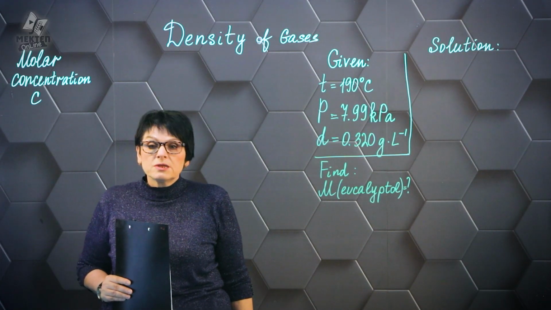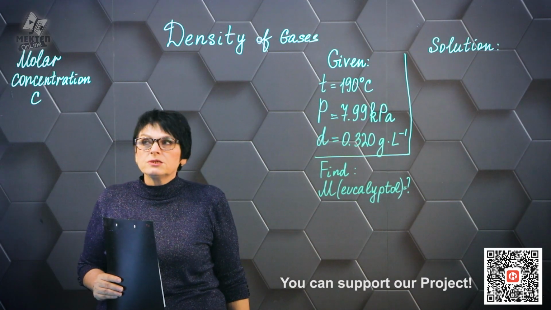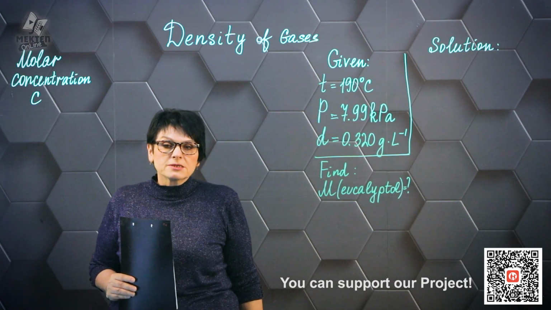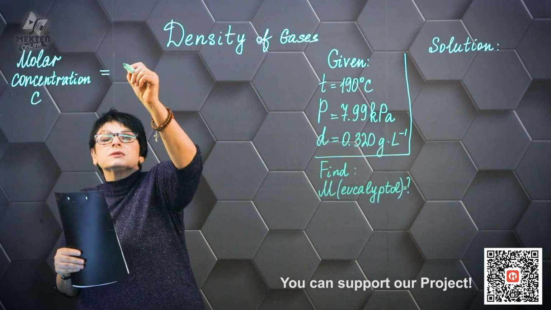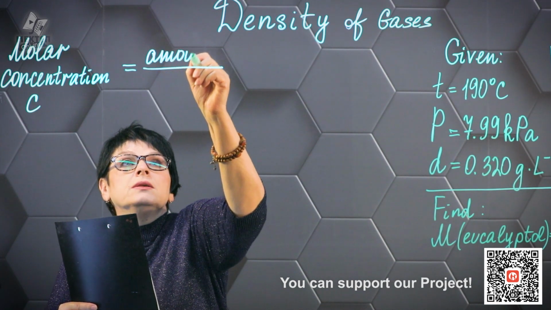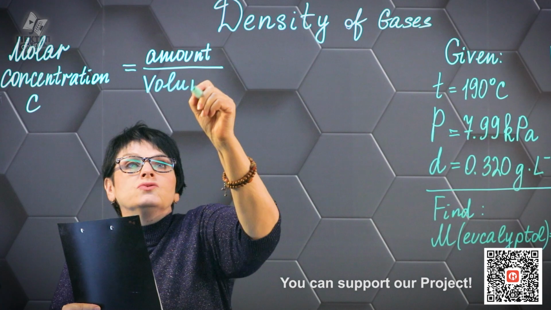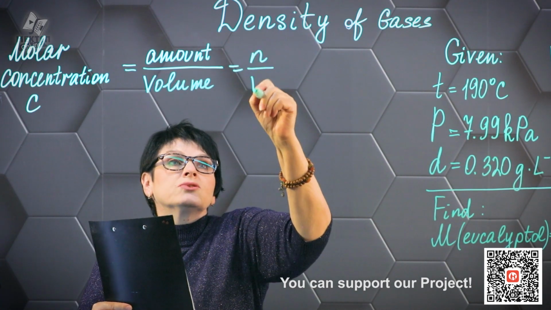First, in order for us to understand how this quantity of density is derived, we will need to talk about what the molar concentration for a gas is. The molar concentration is the ratio of the amount of a substance in relation to volume. Let's write the statement through formulas. It will be the ratio of n divided by V.